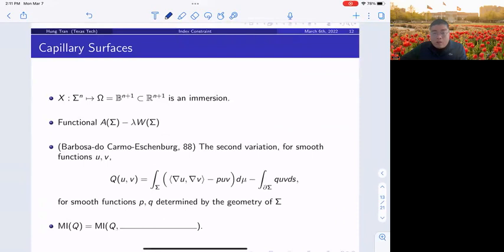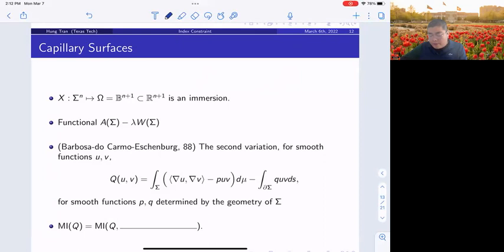Now, recalling the calculus of variations viewpoint, sigma here is an immersion of some abstract hypersurface sigma into omega. And for simplicity, we can consider omega as the Euclidean ball, B^(n+1) inside (n+1)-dimensional Euclidean space. The functional here is the area of sigma minus lambda times the wetting area determined by sigma. So recall this is constructed using the Lagrange multiplier method.